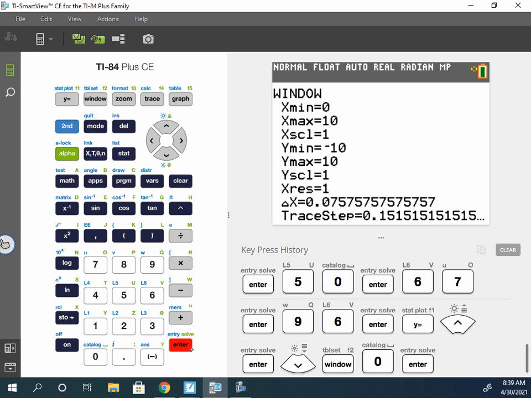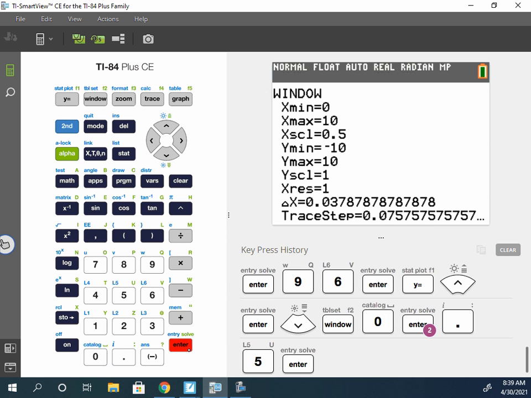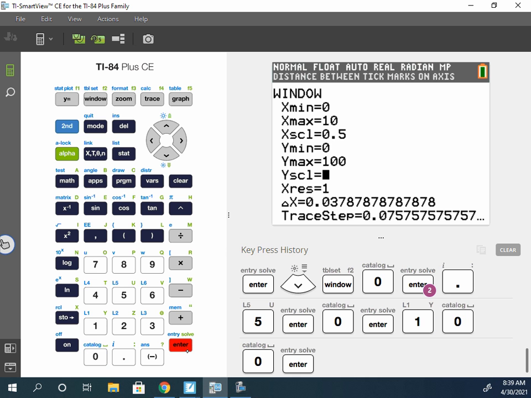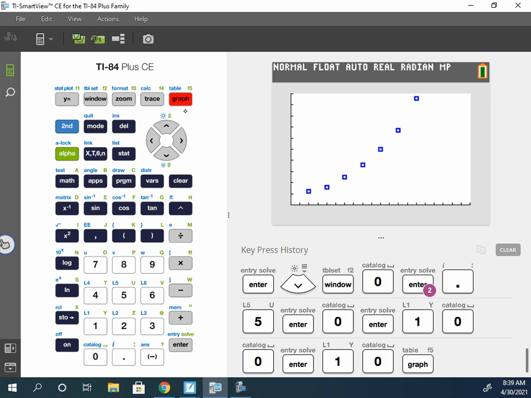x min is 0 to 10, let's go by 0.5. And then y min is 0 to 100. And I'm going to go by 10. Graph. Well, that's the graph we have on the table, yes? So that stat plot, what I can do with it is plot individual points on a graph. So we have this here.